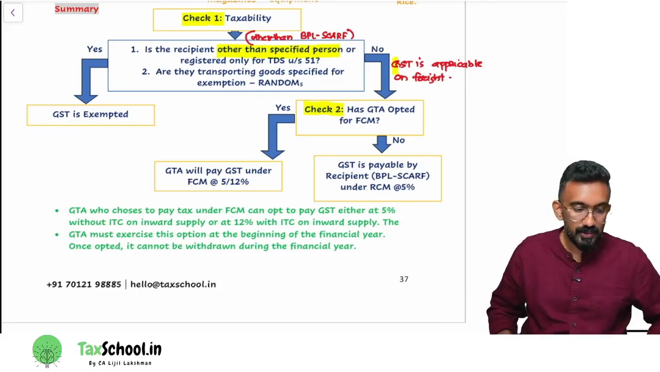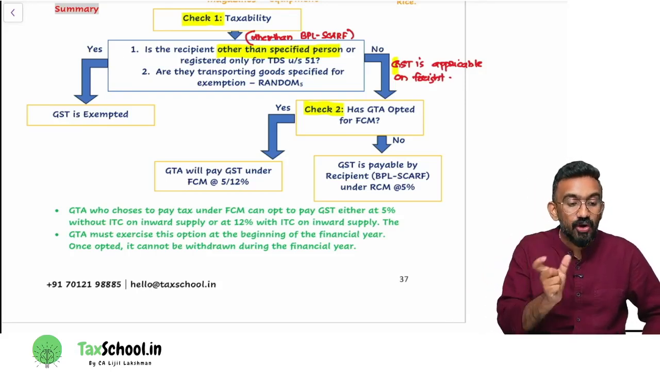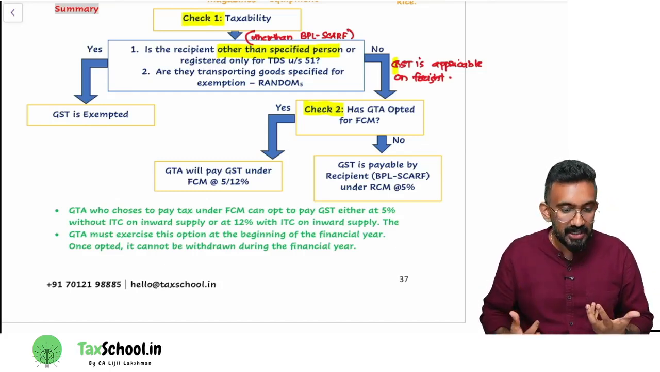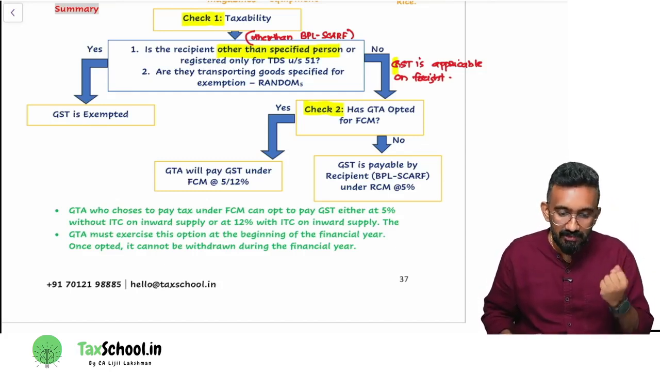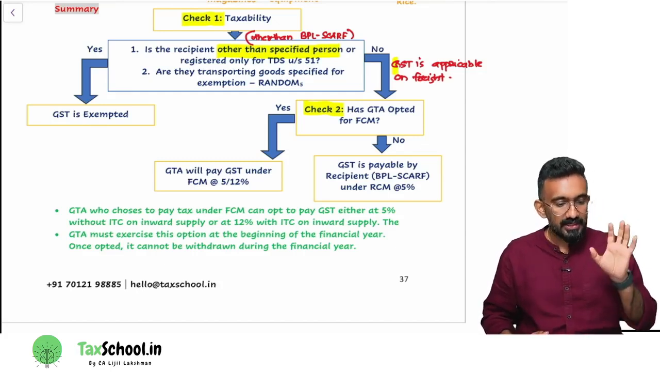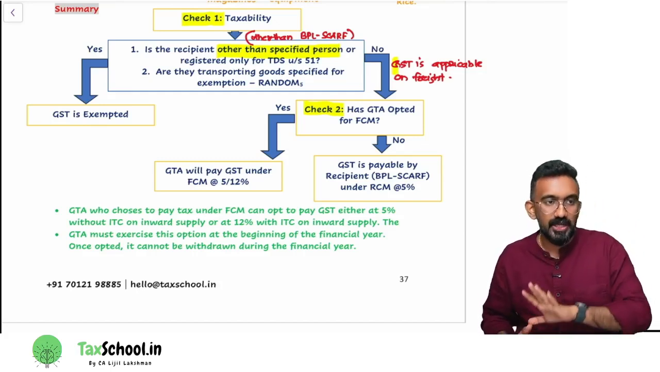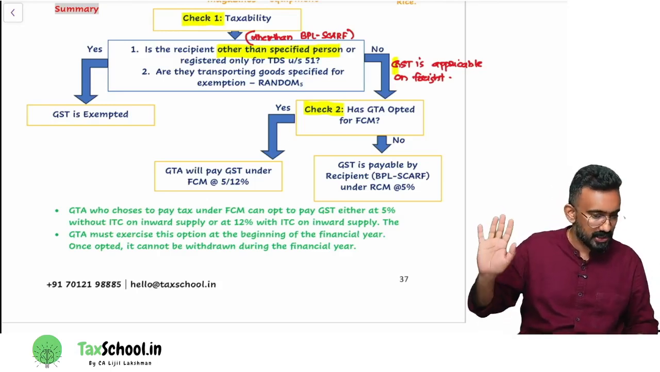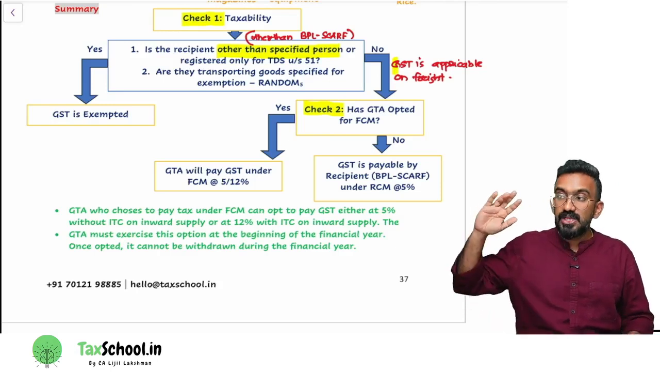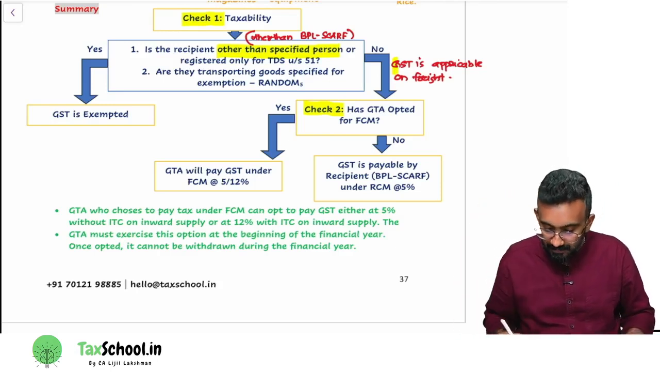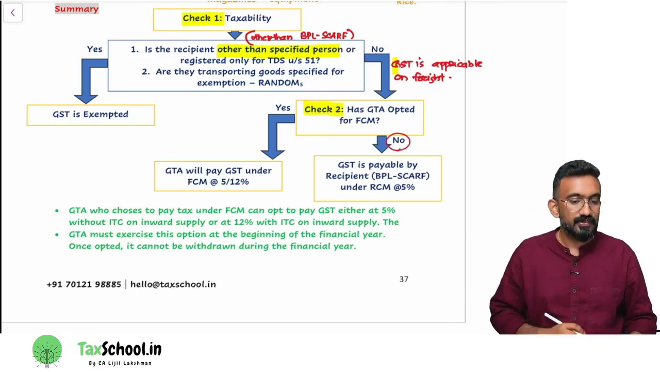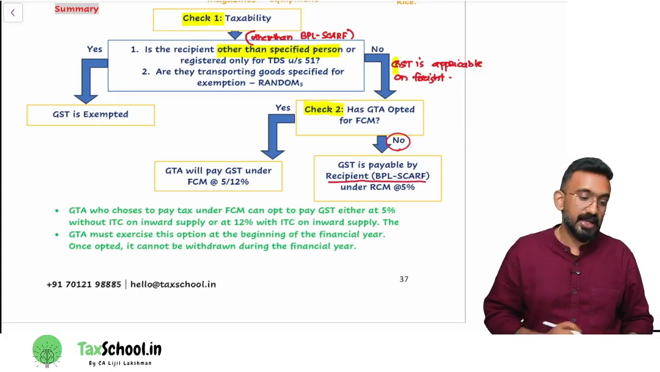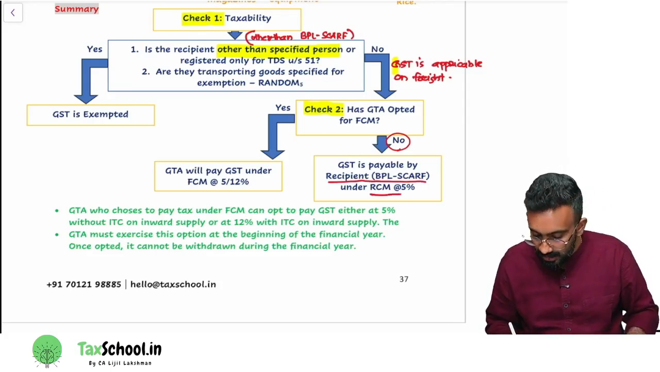What is check number 2? Did the GTA go for FCM? They have an option to go for FCM. If GTA has gone for FCM, then who will pay taxes? GTA will pay tax under FCM, either at 5% or at 12%. If they go for 12%, they can take ITC on their purchases; at 5%, no ITC on their purchases. If GTA did not go for FCM, then the recipient, BPL scarf, will pay tax under RCM at 5%.